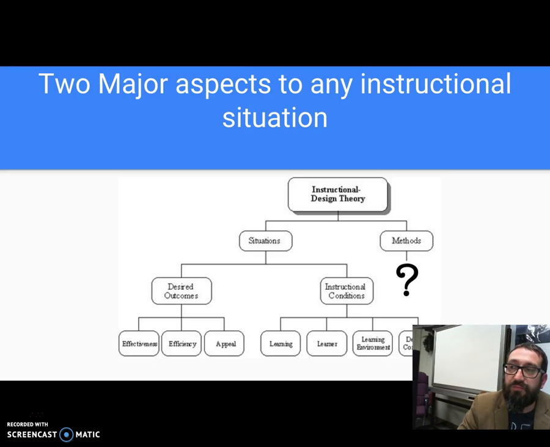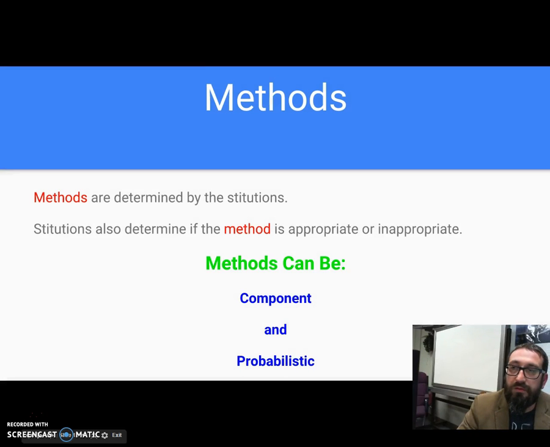2 major aspects of any instructional situation are desired outcomes and instructional conditions. These 2 items will determine what method or methods will be used. Methods are determined by the situation. Situations also determine if the method is appropriate or inappropriate.